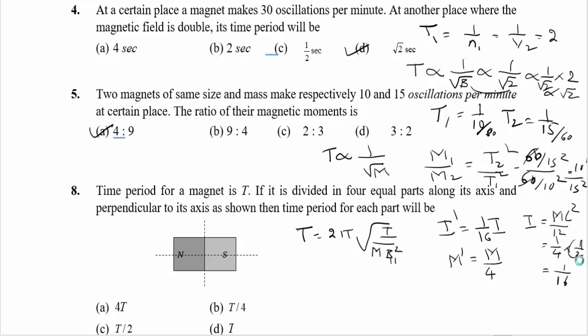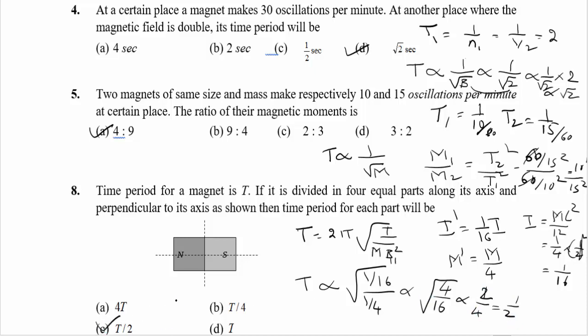Now see here. The magnet is made into 4 equal parts, which means magnetic moment becomes M/4. Moment of inertia becomes 1/16, magnetic moment becomes 1/4. So the new time period is proportional to root of I by M B_H, where I is 1/16, M is 1/4, and B_H is unaltered. So totally it will become root of 4/16, which is 2/4, that is 1/2. So the time period becomes half, T/2. What is the answer? T/2.